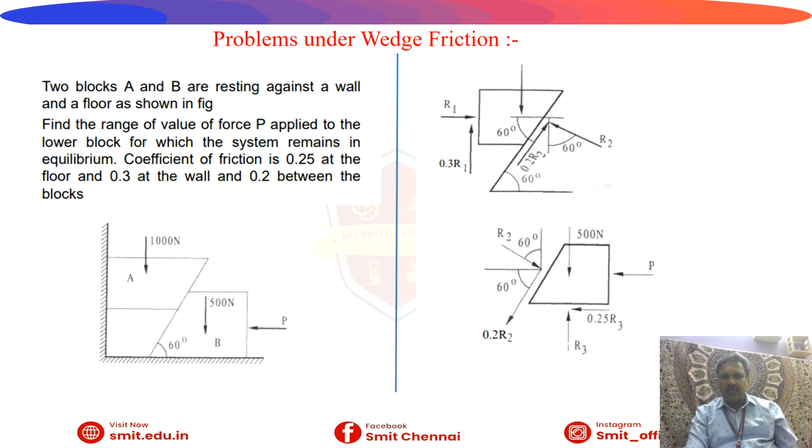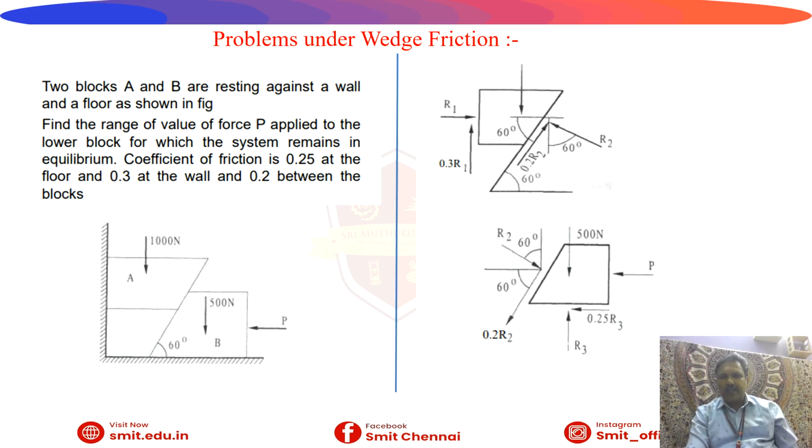These are the various free body diagrams. R1 reaction will be from the wall. Then why is 0.3 R1 moving upward? Because the block is going downwards, that's why the frictional force is in the opposite direction. Similarly, 0.2 R2 also will be in the opposite direction. Then R2 is the reaction.